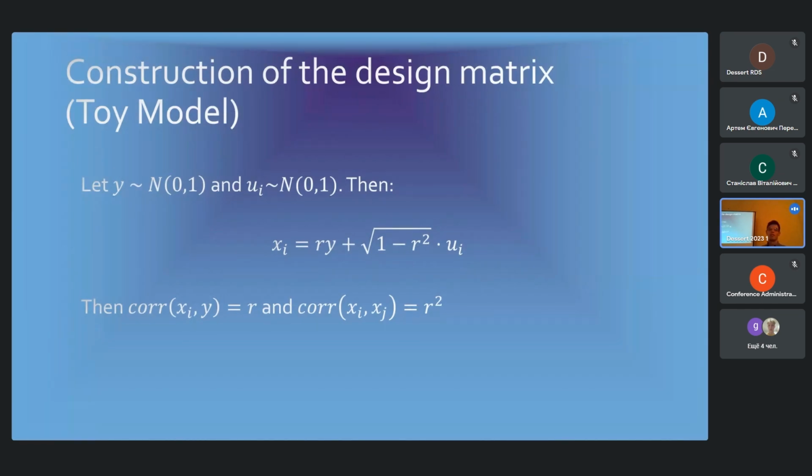Then we have the toy model. Now, this is a different type of construction model, which is simplistic, and that makes it easier to work with. This simplicity offers us the opportunity to evaluate our conclusions more easily. We use this formula to calculate the values of the design matrix, and each column of X is correlated to one another with the correlation coefficient of R squared.